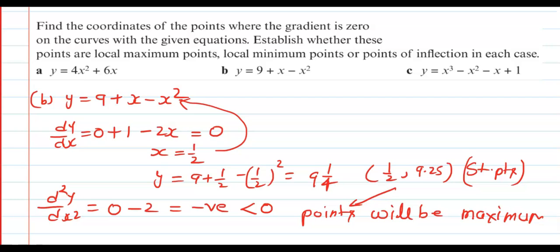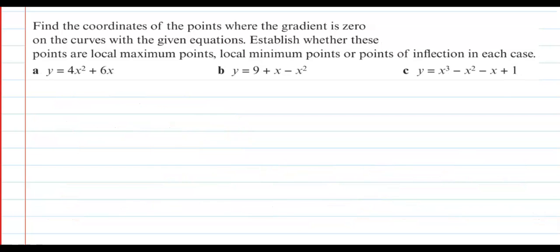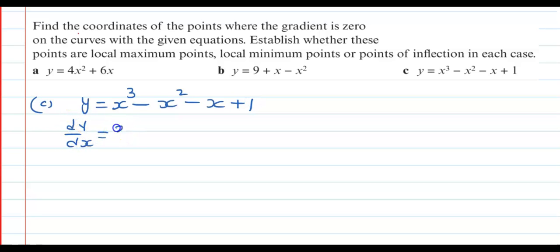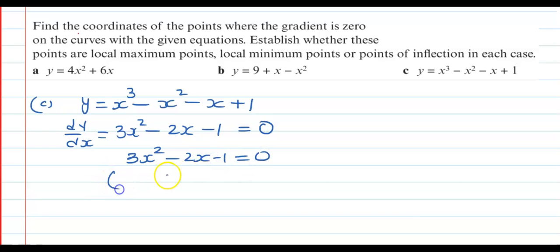Let's go for the third question now, the C part. So the C part is y equal to x cube minus x square minus x plus 1. Let's find dy over dx. It will be 3x square minus 2x minus 1. For a stationary point, you need to put it equal to 0. If you put it equal to 0, we need to find factors. So could you please find the factors of this? Please try. What will be the factors of this?